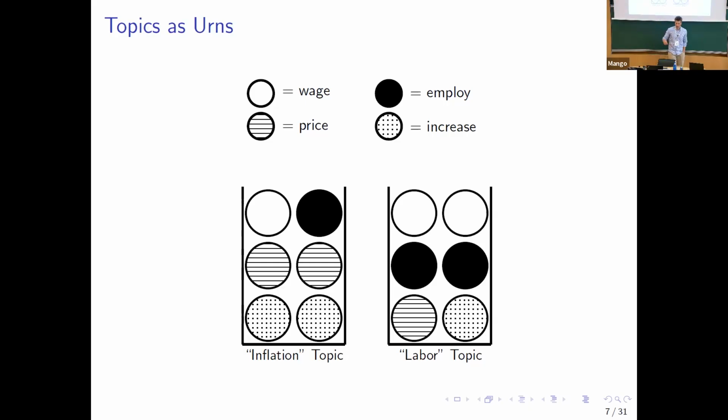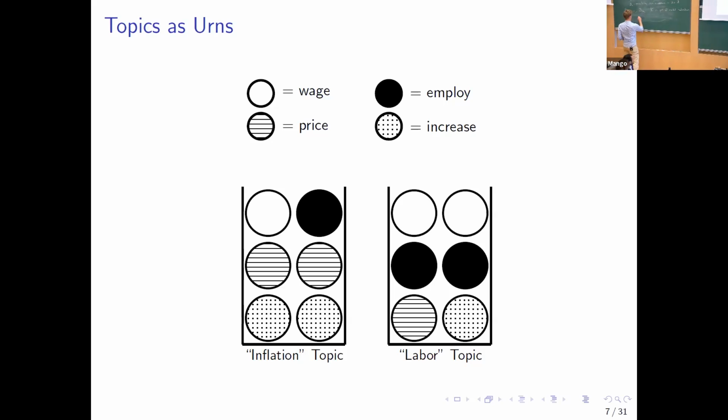So in this slide, K equals 2. There's 2 of these latent factors. Each one induces its own probability distribution over a 4-dimensional vocabulary. Let's say V equals 4. The 4 terms are wage, price, employee, and increase, and the inflation topic and the labor topic are going to induce different multinomial distributions over those 4 terms.